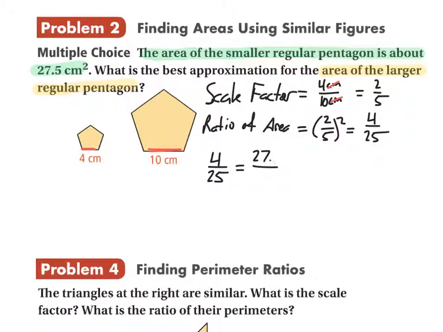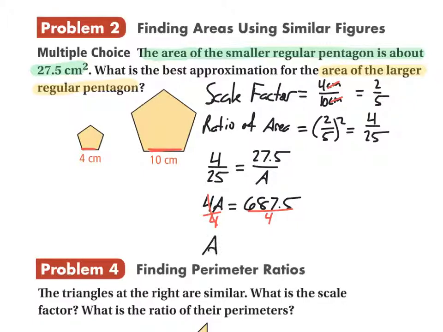Small over big. They give us the small area, we need to find the big area. So we're still writing it small over big. So now I have a proportion. How do we solve proportions? Cross multiply. If I have a fraction equal to a fraction, I cross multiply. So I have 4a equals, well, what is 25 times 27.5? 687.5. Okay, and I need to divide by 4.